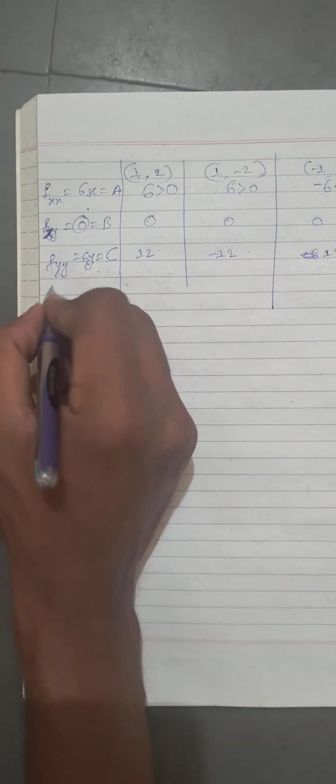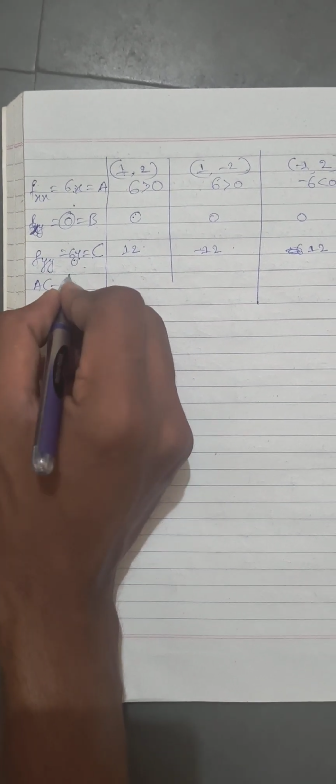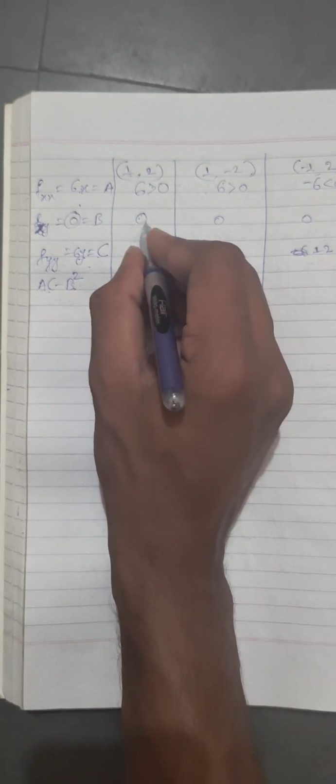Last, consider the Hessian determinant value. So this one is known as the Hessian determinant. AC minus B square is known as the Hessian determinant value. AC minus B square means A into C, that is 6 into 12 is 72, minus B value is 0 here, B square. So that is 72. Whether 72 is greater than 0 or less than 0, that is obviously greater than 0.